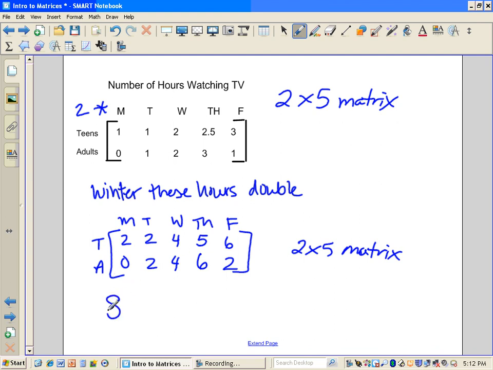This is called scalar multiplication. Okay, so it's like increasing the scale or multiplying by a scale. Okay, this is different from multiplying 2 matrices. That's something a little more complicated that we'll get to probably on the next video.